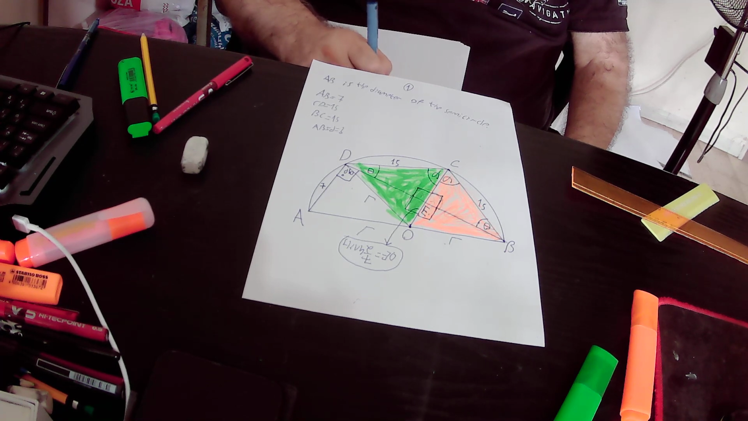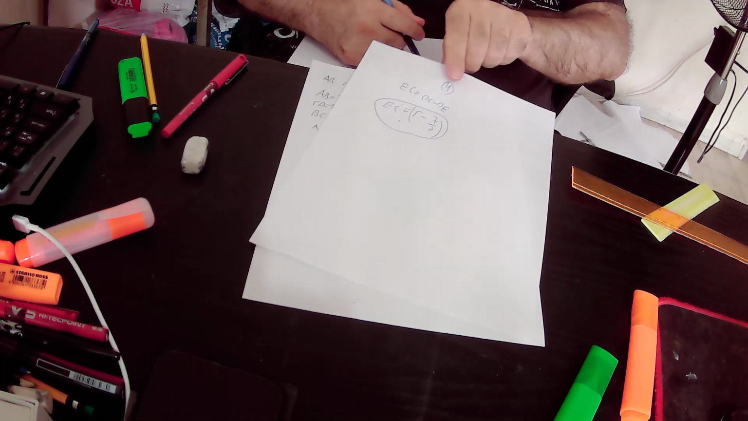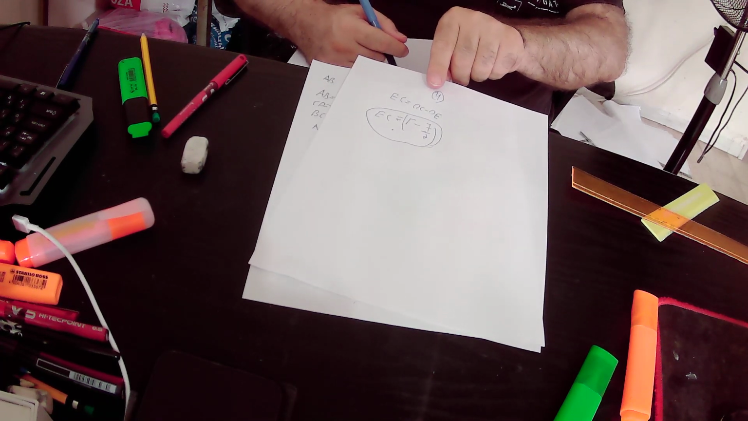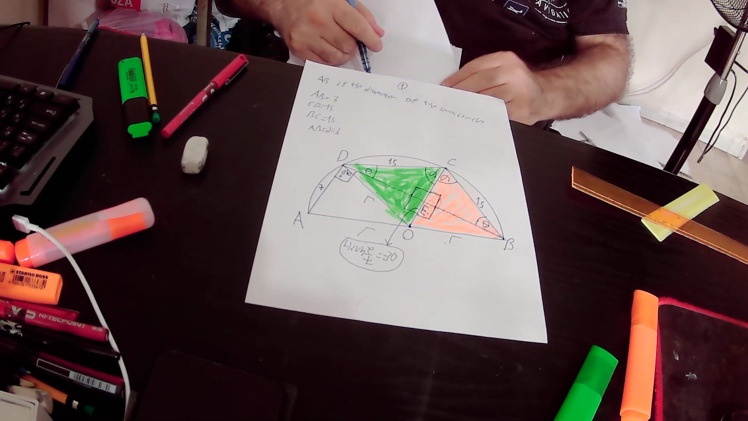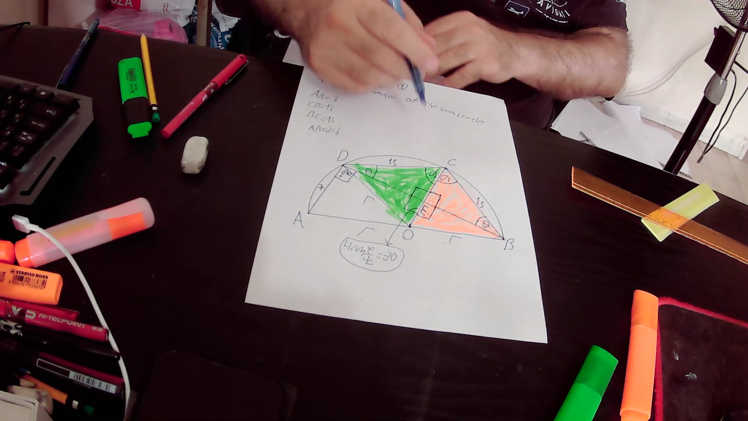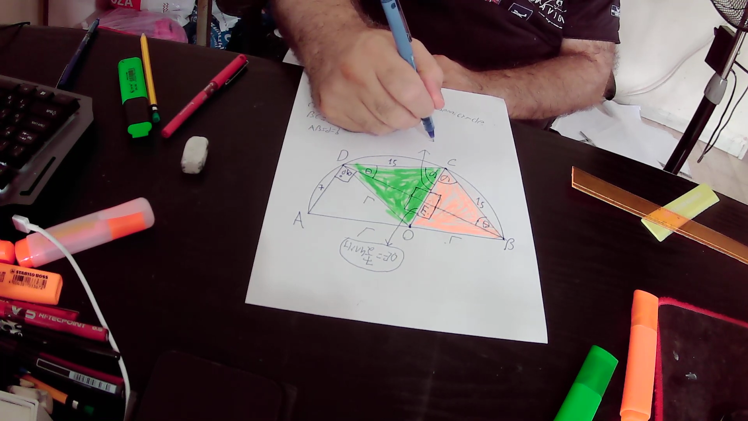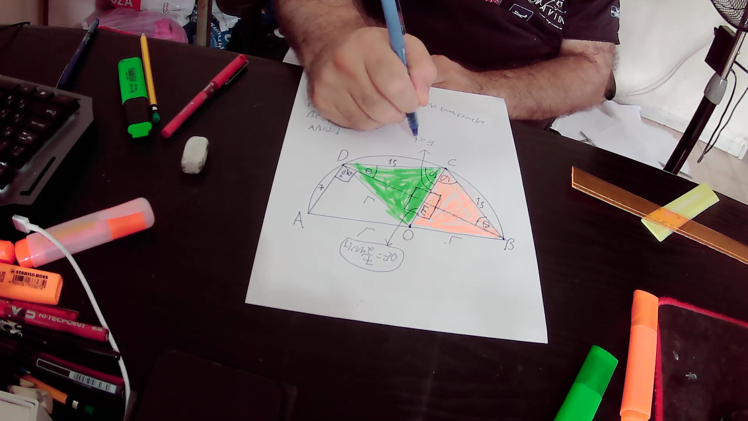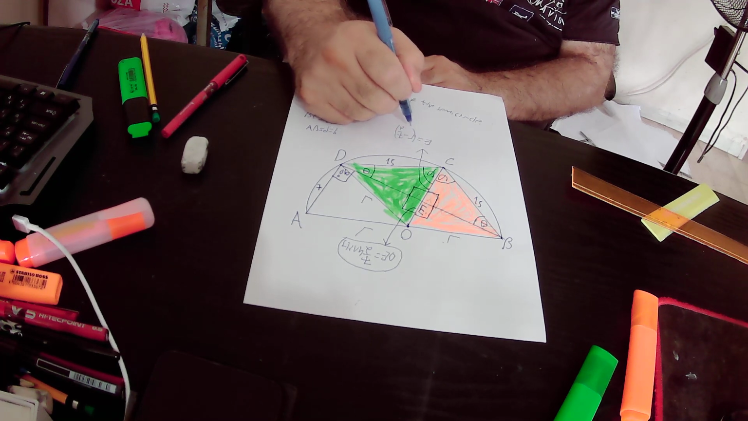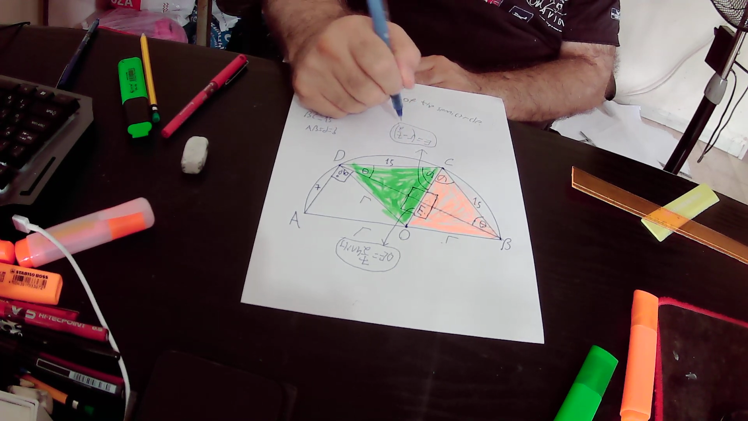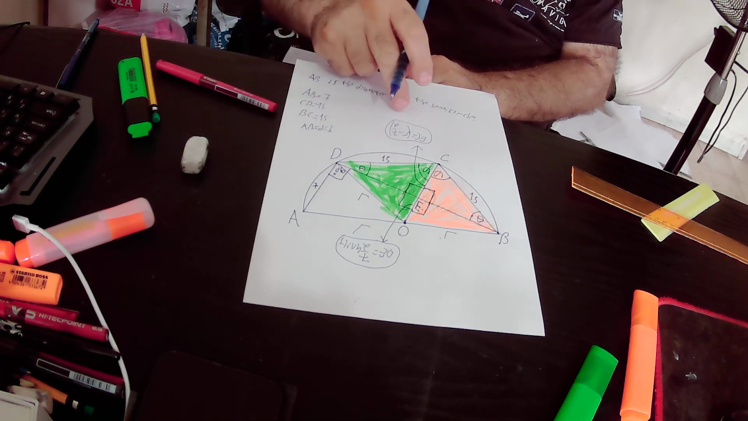So we found that EC equals R minus 7/2. So we can write here that EC equals R minus 7/2. Again, EC equals R minus 7/2.